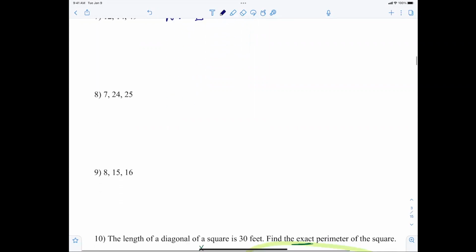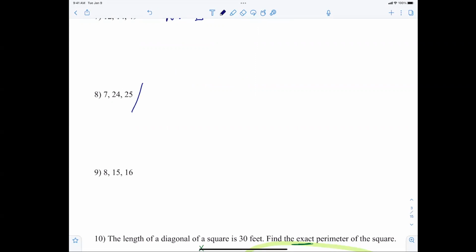Okay, let's take a look at number 8, you don't have to do anything. You should recognize that is a what? That is a triple. Thank you very much. 7, 24, 25. Now, what I'd like everybody to do is write the other 3 common triples right next to it. See if you can. You'll be a much better math student if you can just name out the triples.